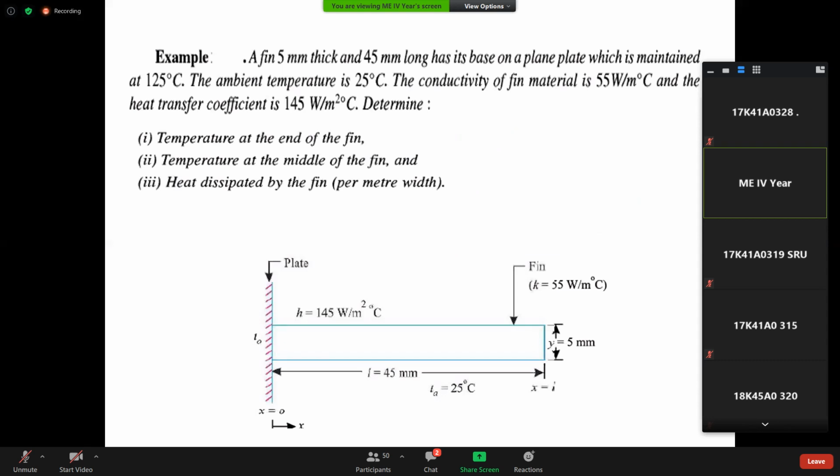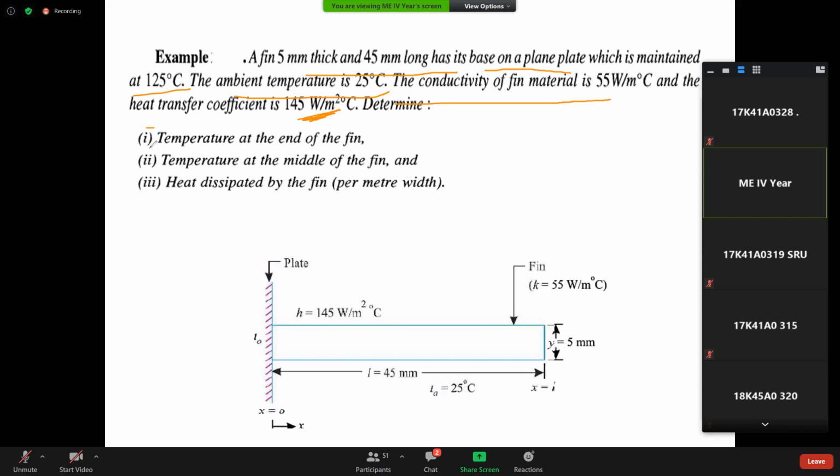And this is another problem. If you see here, to identify which case it is: a 5 mm thick and 45 mm long fin, based on a plate which is maintained at 125 degrees centigrade. The ambient temperature is 25 degrees centigrade. The thermal conductivity is given and the heat transfer coefficient is also given. But I don't know which case it is.